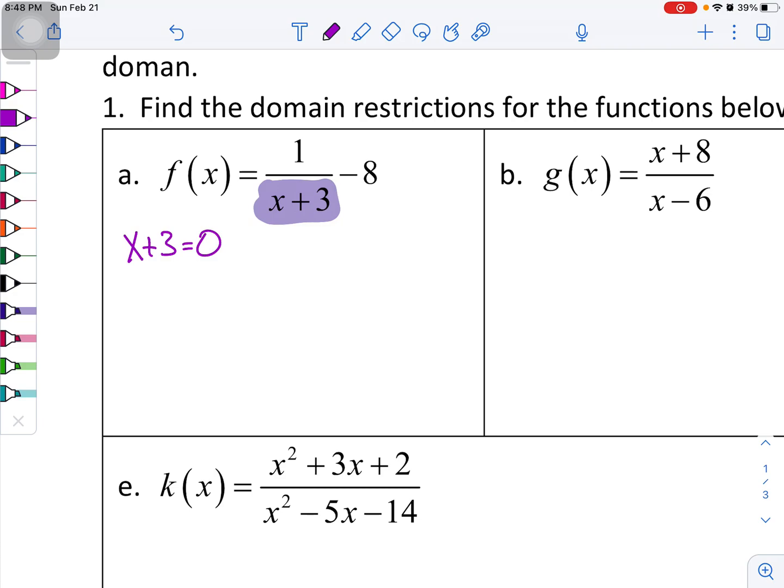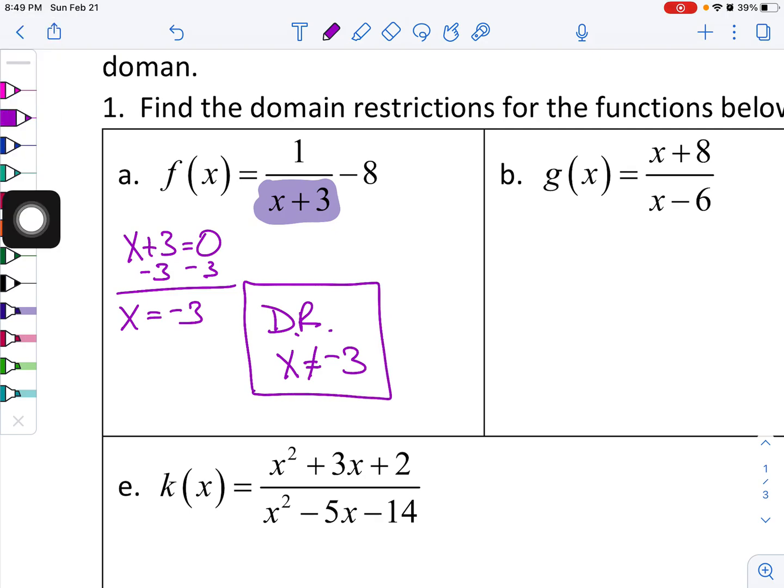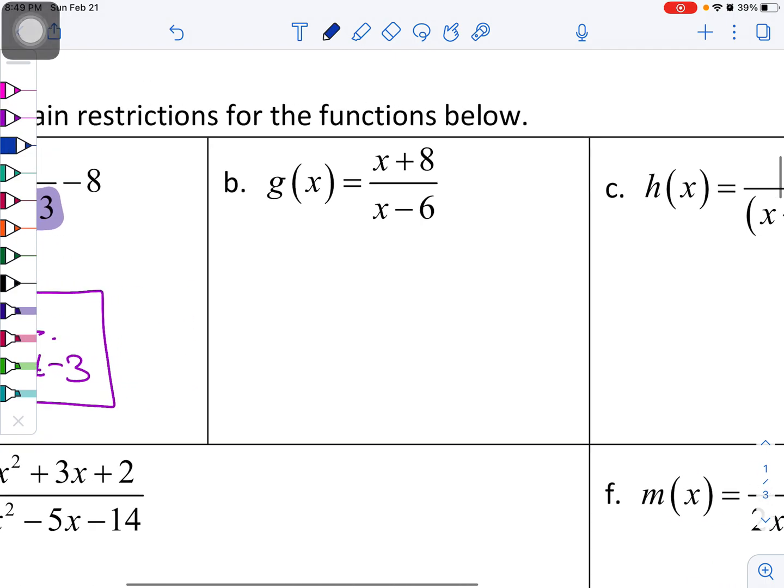So what I want you to do is take that x plus 3, purposely set it equal to 0, solve for x like you would normally. X is equal to negative 3. So the domain restriction, and I'm lazy and just write DR, is that x cannot equal negative 3. Because negative 3 would make this denominator equal to 0, negative 3 plus 3 is 0, 1 divided by 0 is undefined, and undefined minus 8 is still undefined. It doesn't have any meaning. So that's the value that would make our denominator equal to 0. So that first problem is now done.